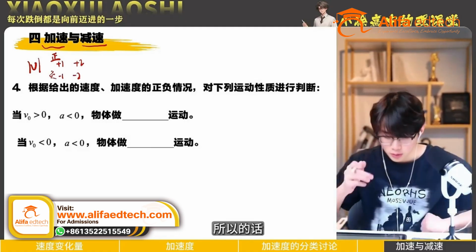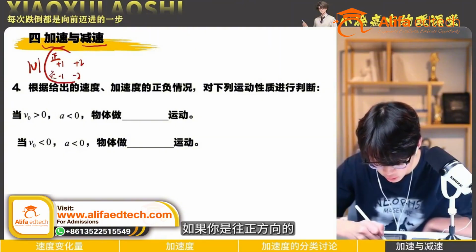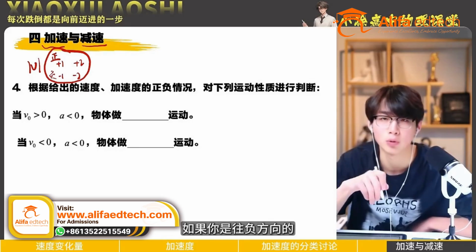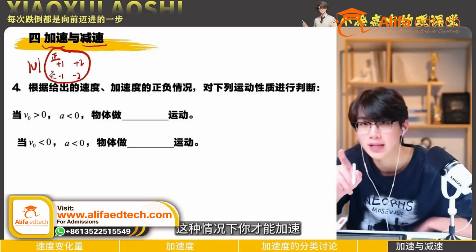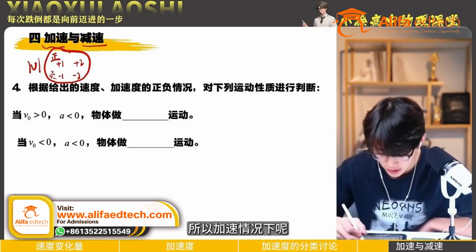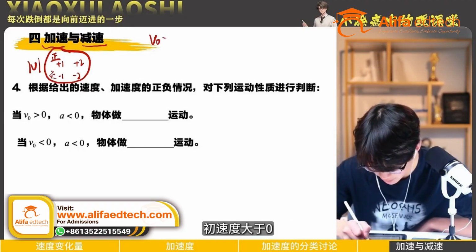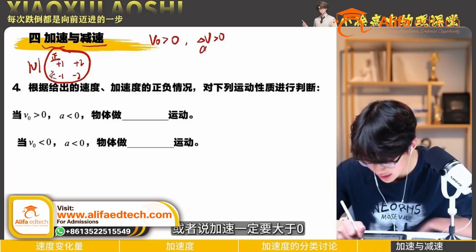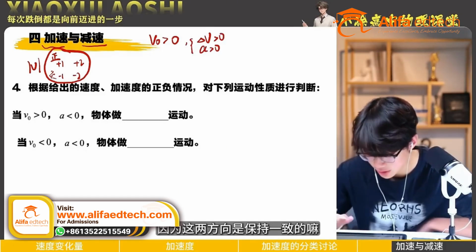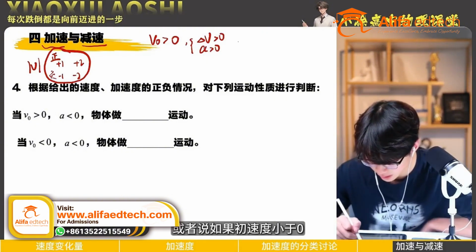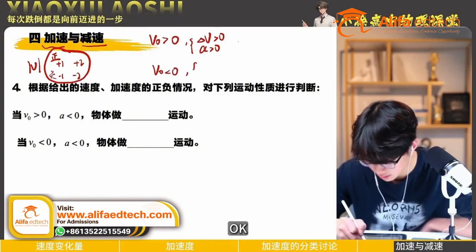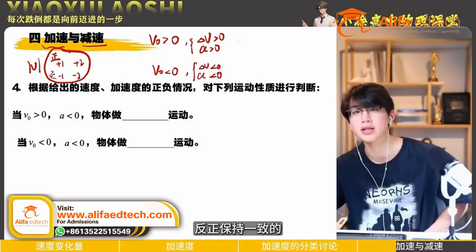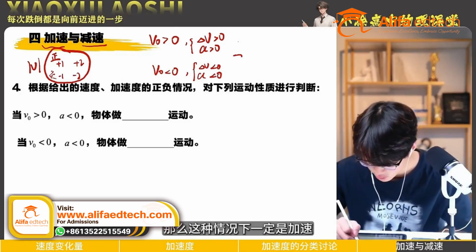So what do we look for in acceleration? If you're moving in the positive direction, you have to become more positive. If you're moving in the negative direction, you have to become more negative. Only in this situation can you accelerate. So in the case of acceleration, if your initial velocity is greater than 0, then your change in velocity must be greater than 0, or in other words, the acceleration must be greater than 0 because their directions are the same. In this case, it's acceleration. Or if the initial velocity is less than 0, then both of them are less than 0. In any case, they are consistent, both less than 0. In that case, it must be acceleration.